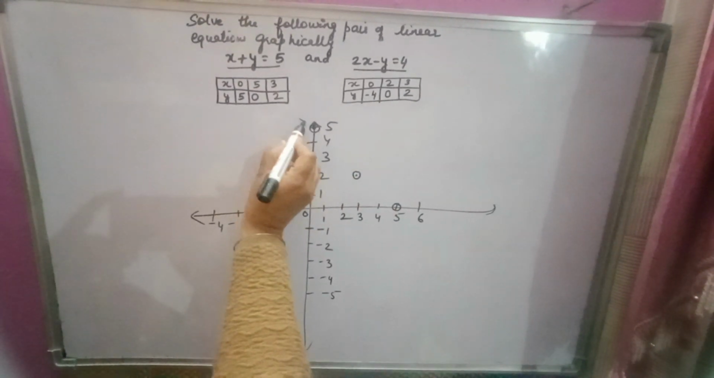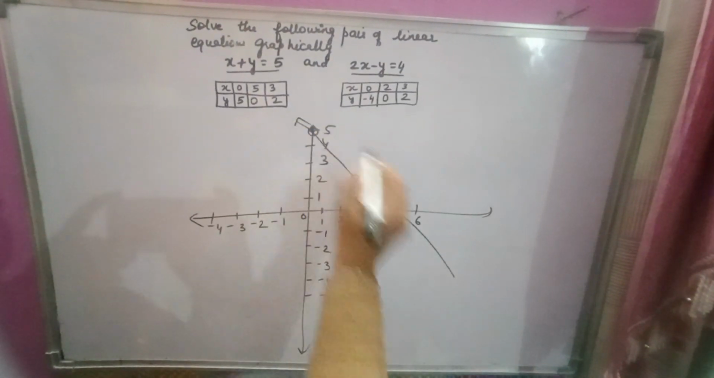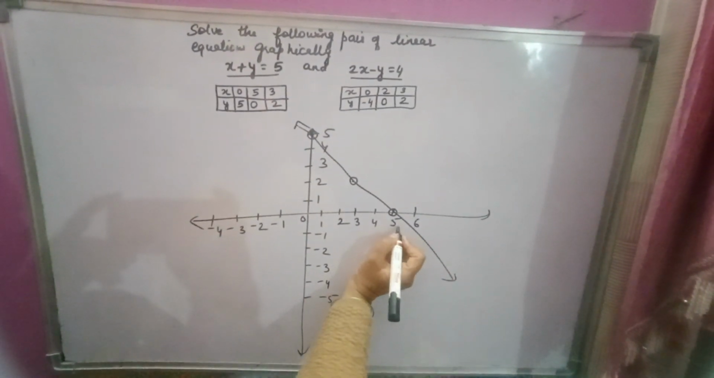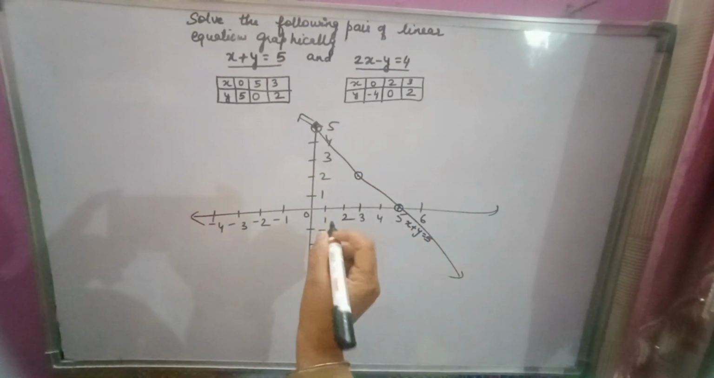So with the help of scale on the graph paper, you have to join these points carefully. And arrows you can put because more points can also come. So x plus y is equal to 5 is the graph of this equation.